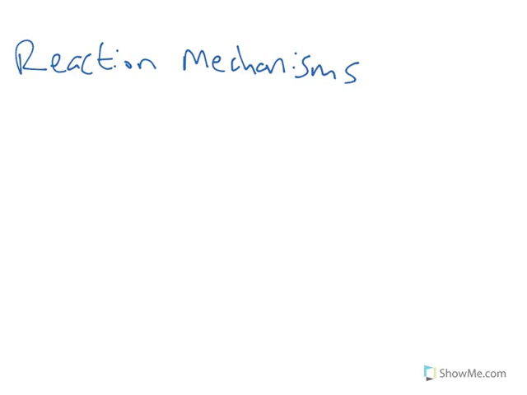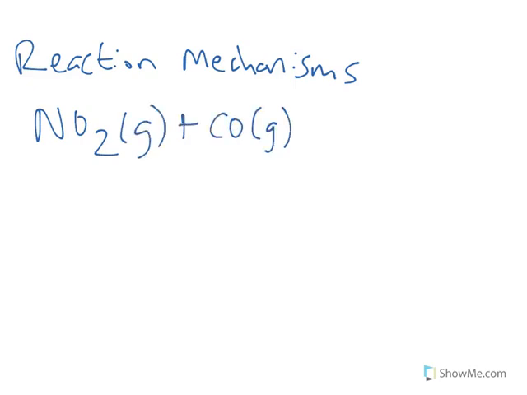So reactions typically occur through more than one step, right? There's some that do, in fact, occur in one step, but there are many that do not. So let's look at a chemical reaction. Let's take NO2 gas and react it with carbon monoxide gas, and we're going to get nitrogen monoxide and CO2.